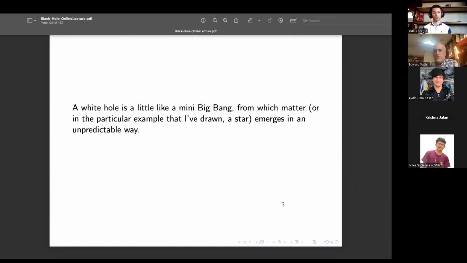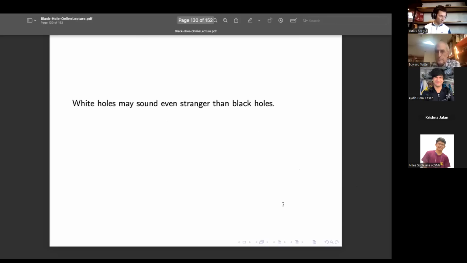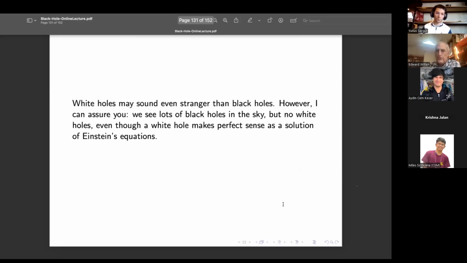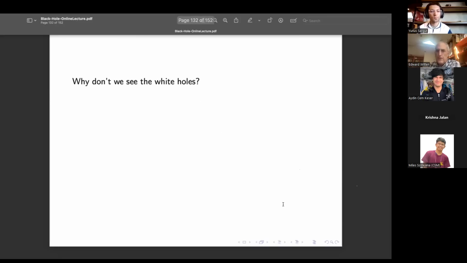A white hole is a little like a mini Big Bang from which matter, or in the example I've drawn, a star, emerges in an unpredictable way. White holes may sound even stranger than black holes, but we don't see anything that we interpret as a white hole. And you could ask, why not?